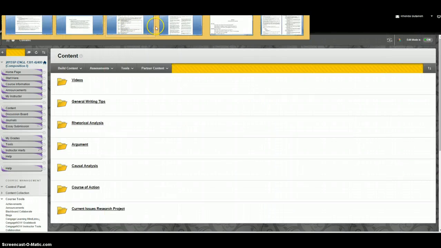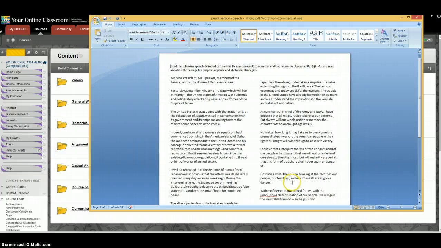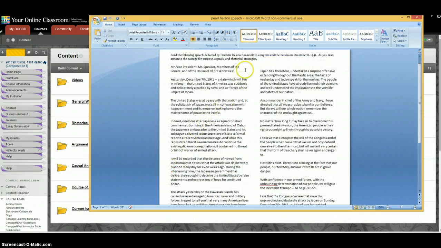So let's quickly look at the Pearl Harbor speech. This is what you will be responding to in your journal, your second journal. And this was a speech that Roosevelt delivered on December 8th, the day after the Empire of Japan attacked Hawaii. And so as you read this, again, keep the 5 main questions in mind.